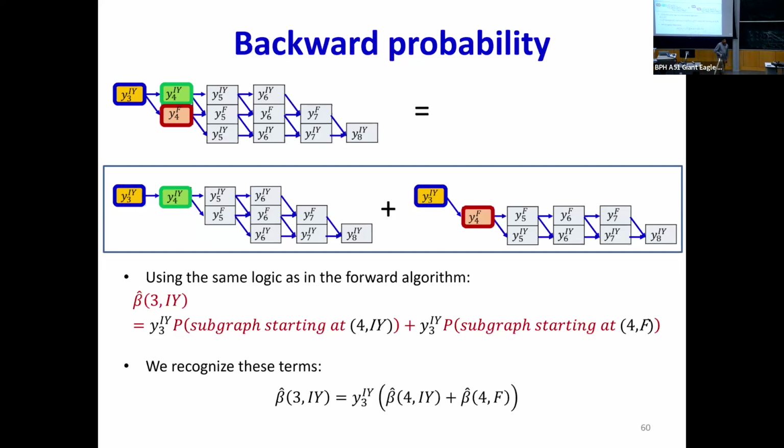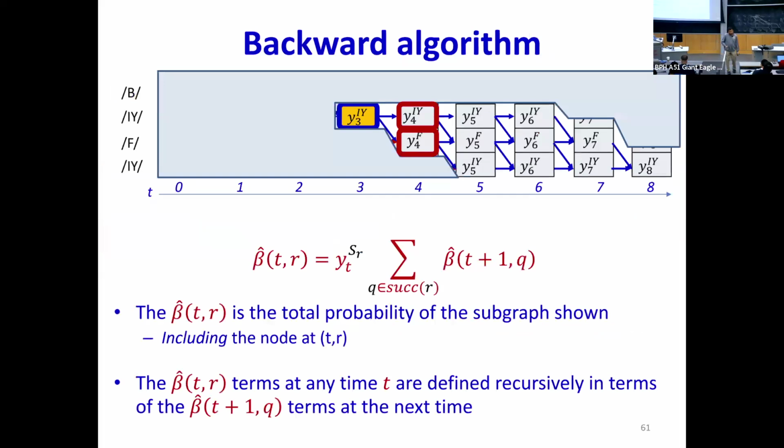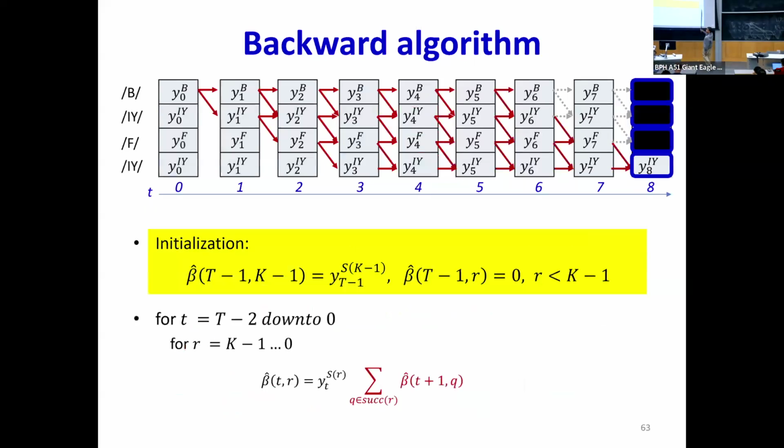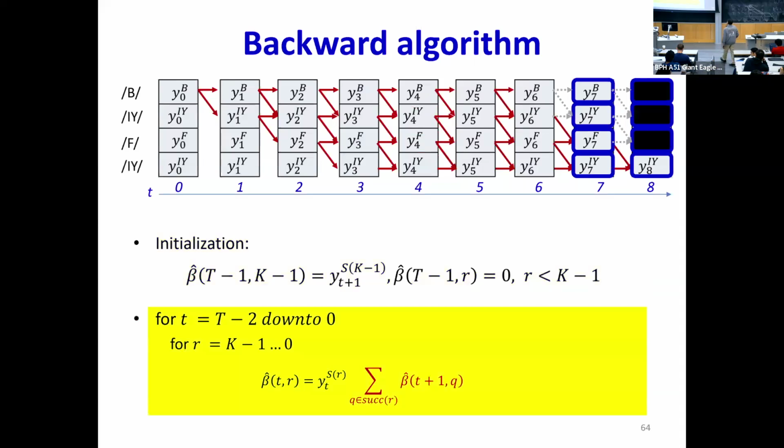In other words, the beta hat at any node is simply the node probability itself times the sum over all the successors of the node of the beta hat for the successor nodes. Again, this is very straightforward. Once you know this, you know how to compute betas for every node in the graph. I can start off at the bottom right. I know that I'm not allowed to end up at those blacked out nodes, so I can black them out. The beta hat for the bottom right node is simply the node probability itself. Then I can keep stepping backwards. At each time, to compute the beta hats, I just sum the betas.